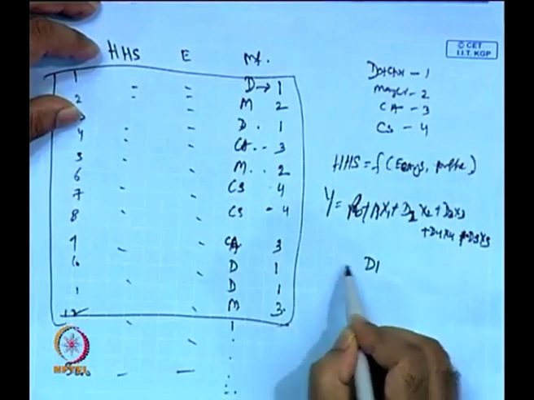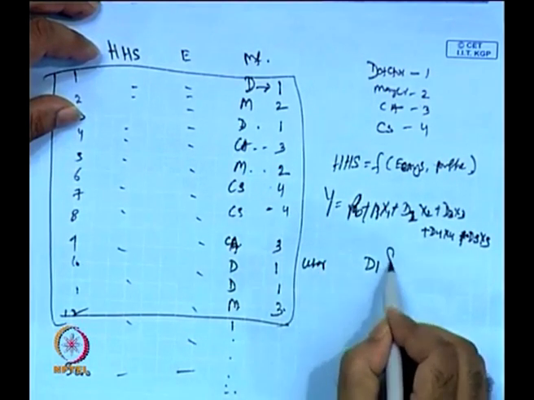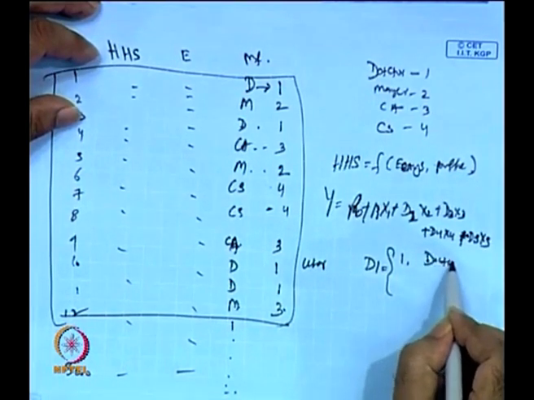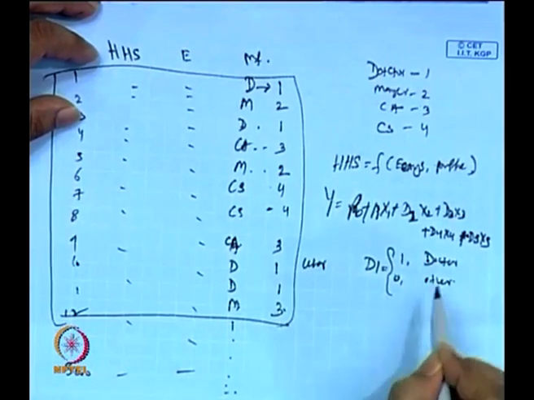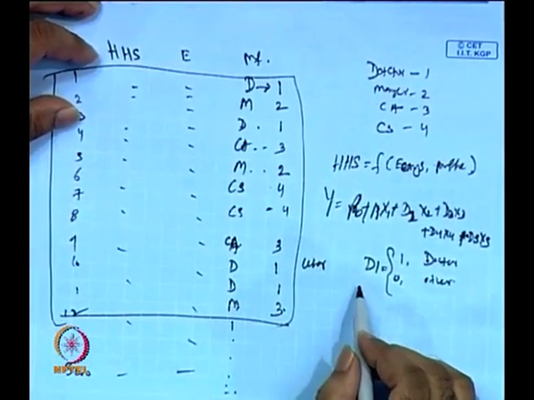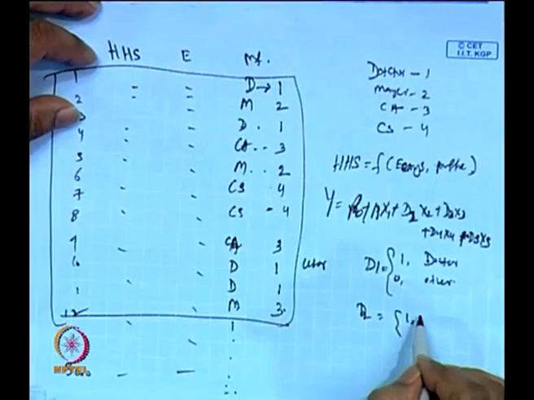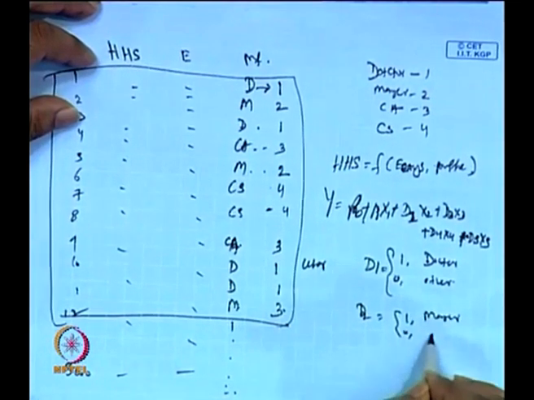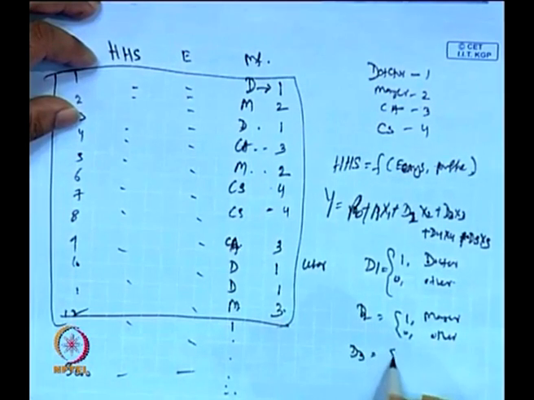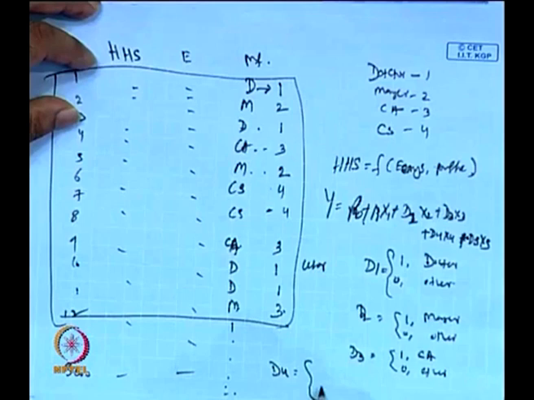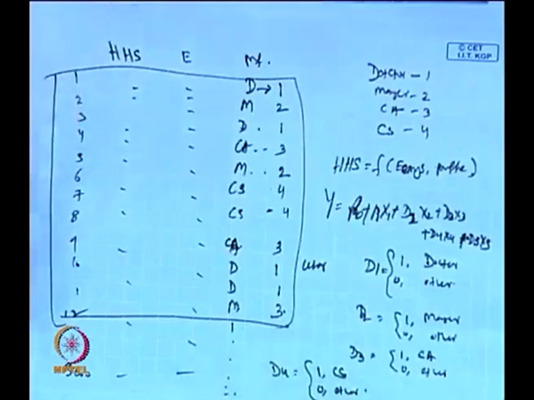So d1, where the condition is that d1 equal to 1 for doctor and 0 for others. Similarly, D2 is 1 for manager and 0 for others. D3 is 1 for chartered accountant, 0 for others. Similarly, D4 equal to 1 for CS, company secretary, 0 for others. This is how you have to classify.